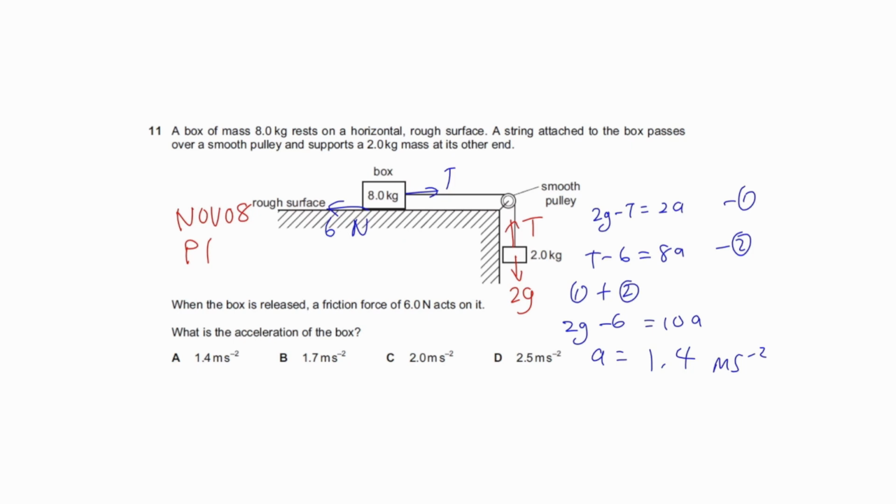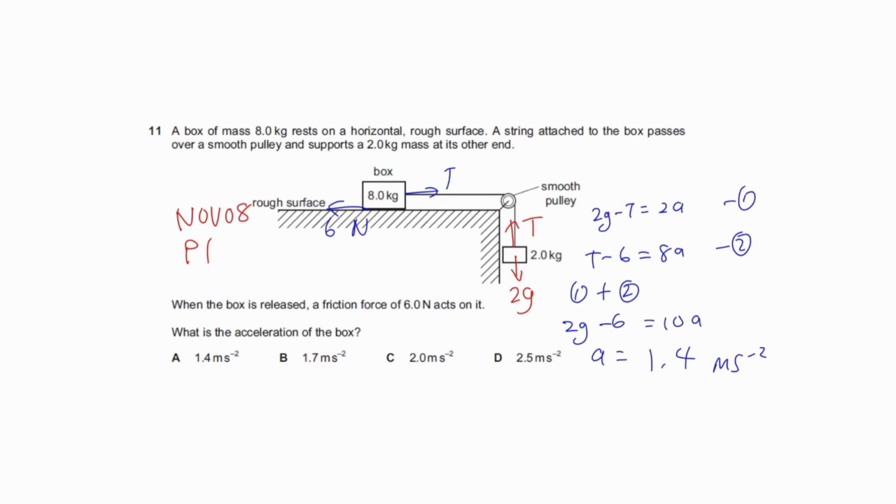Now, for the box, we have to draw a separate free body diagram. So what are the forces acting horizontally? Your tension this way and the 6 newtons here. Once again, we don't have to care about the weight and the normal reaction, because the box is going to accelerate to the right horizontally. Any vertical forces will not affect your horizontal motion, so we can ignore them. So the next question is, is the tension here and here the same? What do you think? Is the tension along the string constant?